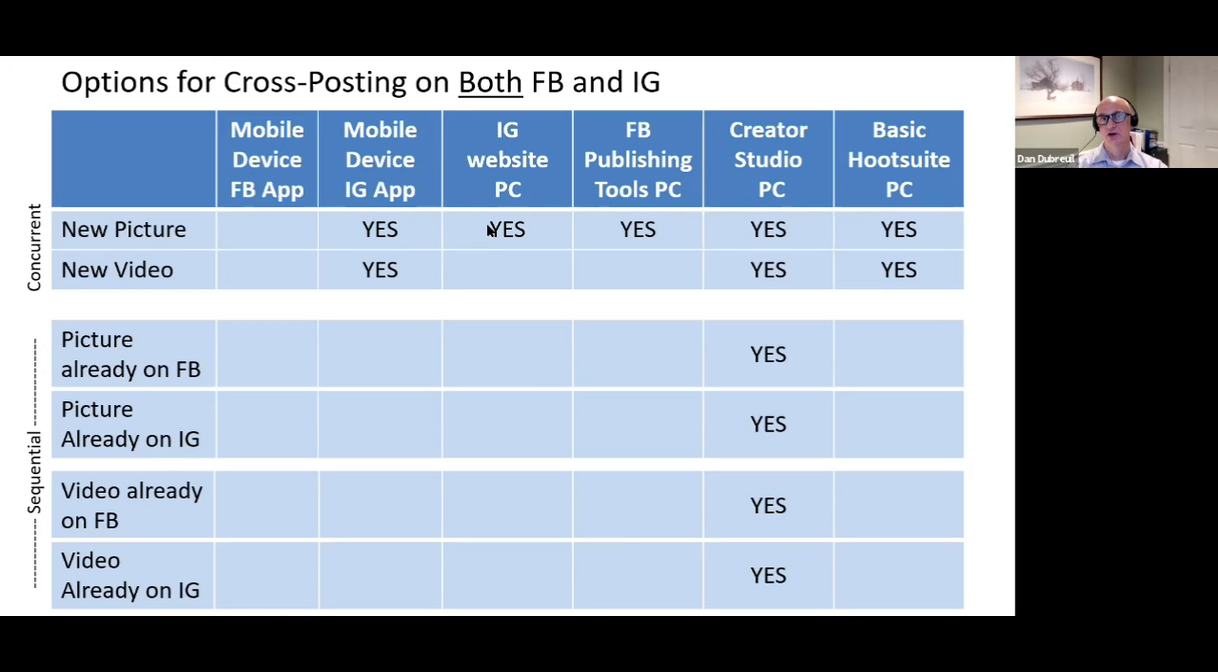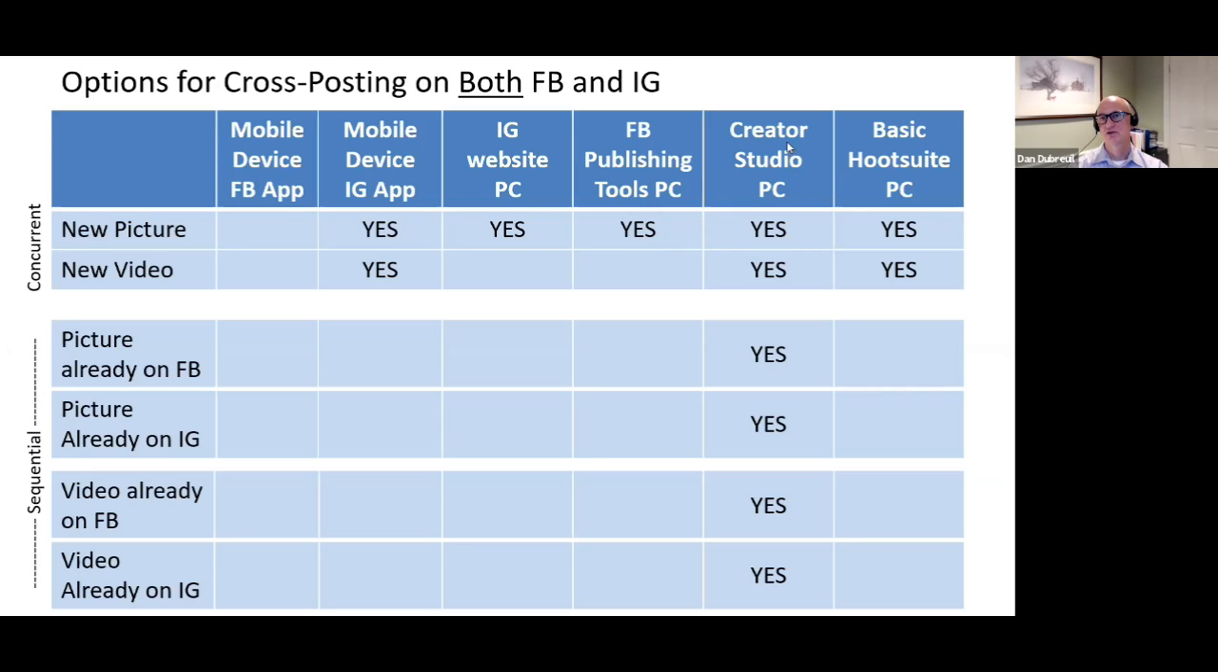If you wanted to, you can open up the Instagram website on your PC, and you could do that as well. You can post both on Facebook and Instagram at the same time. There's something called publishing tools, which I'm going to talk a little bit more about in a second. It's a Facebook application. You can post a picture on both Facebook and Instagram at the same time using publishing tools.